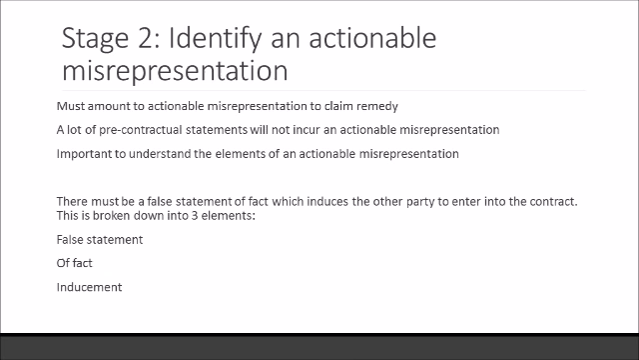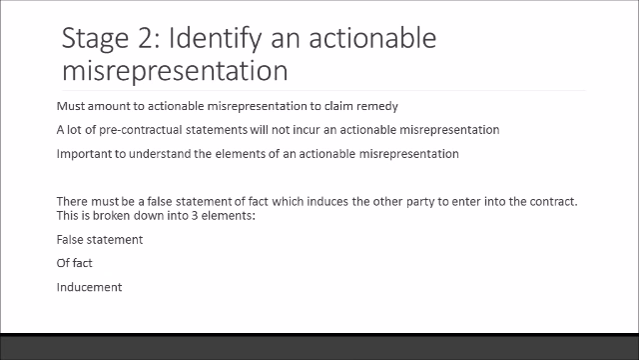Now, in order for there to be an actionable misrepresentation, the representor must have made a false statement of fact which induced the other party to enter into the contract. So there are three elements. The false statement, that false statement must be of fact, and that must have induced the other party into the contract. And each one of these three elements must be satisfied, otherwise there cannot be an actionable misrepresentation.